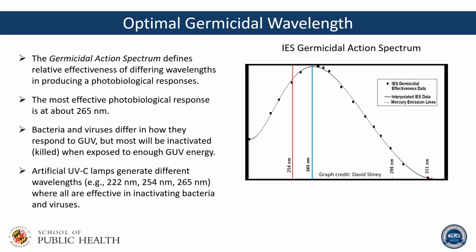There is an optimal germicidal wavelength, and the most effective photobiological response is at around 265 nanometers. So the germicidal action spectrum defines relative effectiveness of differing wavelengths in producing a photobiological response.